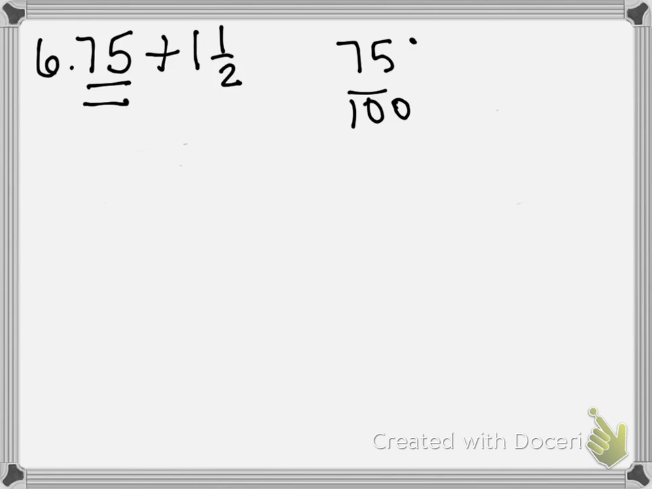And we can simplify that by dividing by 25. 25 is the greatest common factor between 75 and 100. And when we divide in the numerator and denominator, we get 3/4.